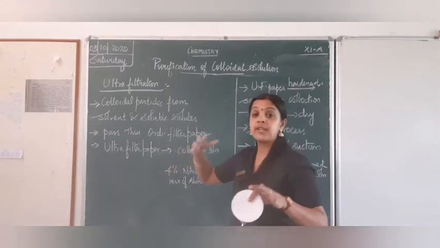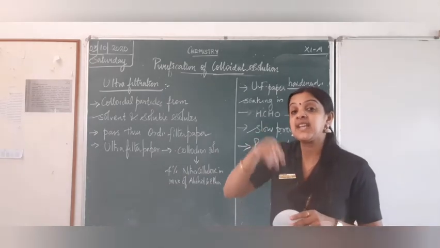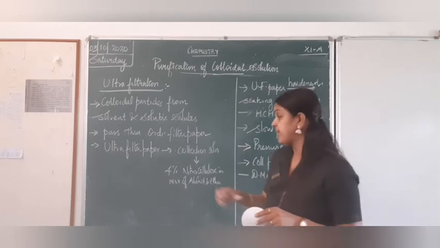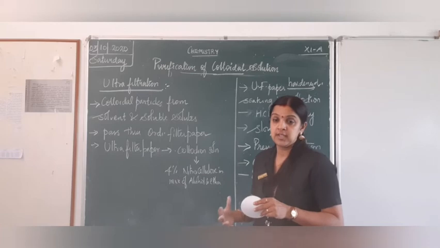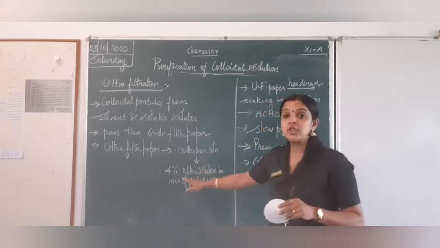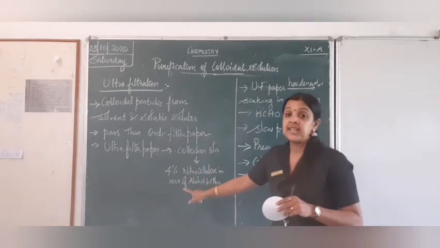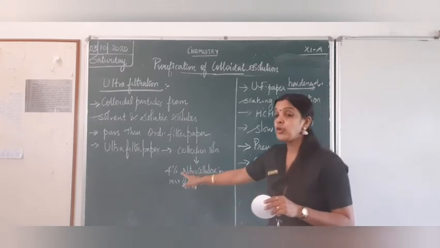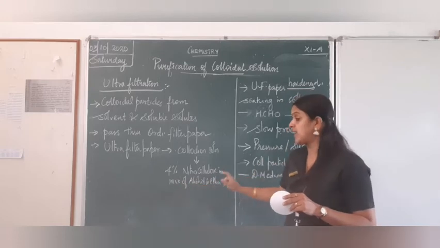You are making a filter paper which is more powerful, so that the colloidal particles can stay in the filter paper and do not pass through it. How do I prepare it? I prepare a collodion solution. What is a collodion solution? It comes in 1 mark. It's a 4% solution of nitrocellulose in a mixture of alcohol and ether. I repeat, 4% solution of nitrocellulose in a mixture of alcohol and ether.